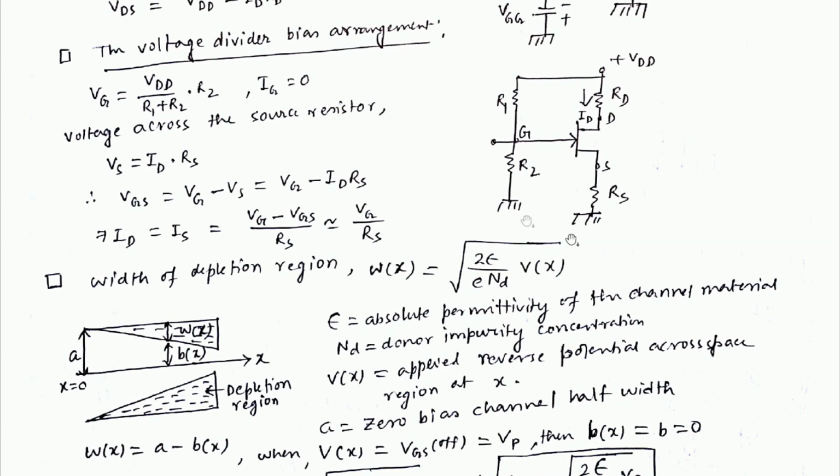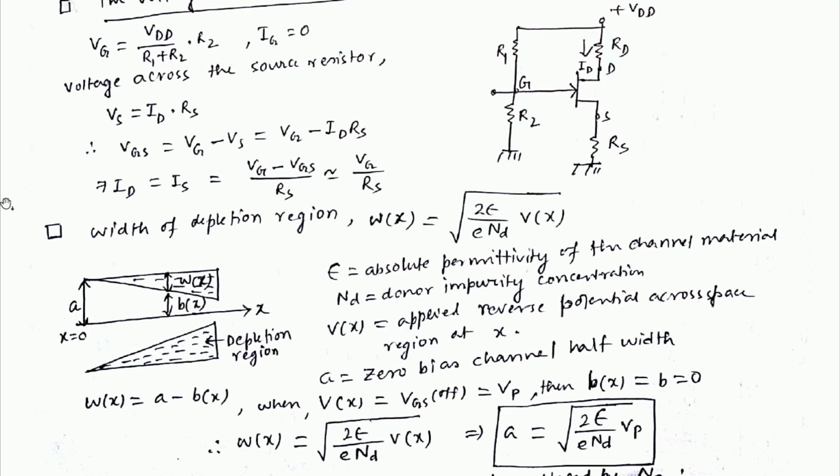And this is important: width of depletion region. Wx equals (2 epsilon by e Nd times Vx) to the power half. Epsilon equals absolute permittivity of the channel material. Nd is the donor impurity concentration. Vx equals applied reverse bias potential across the space charge region at x. A equals zero bias channel half width.